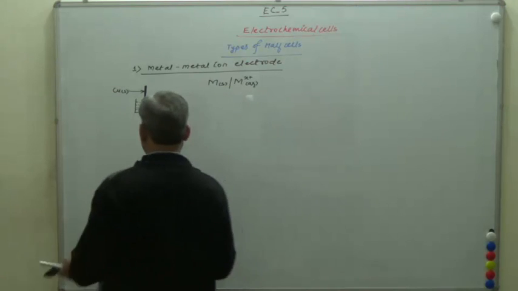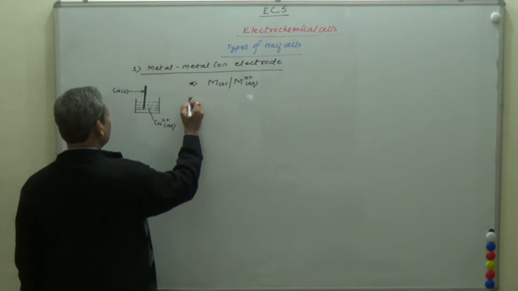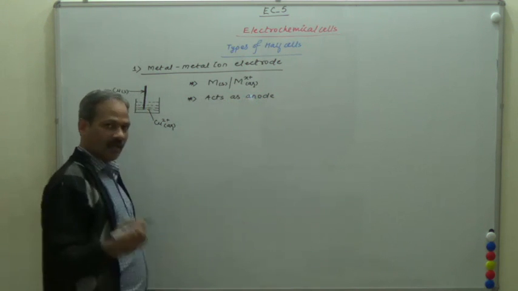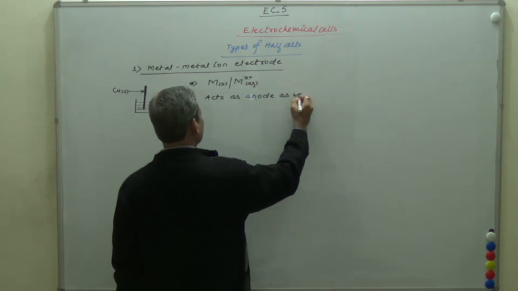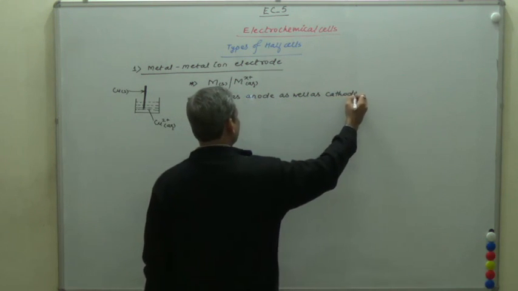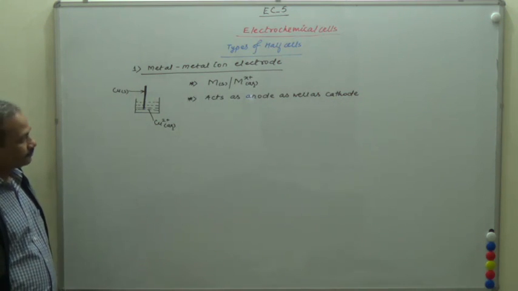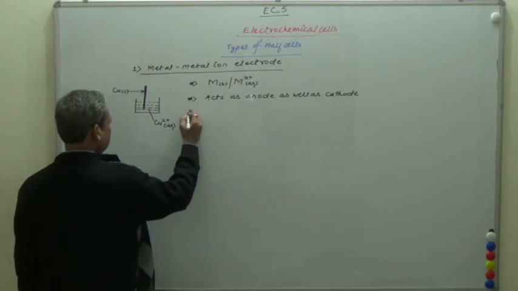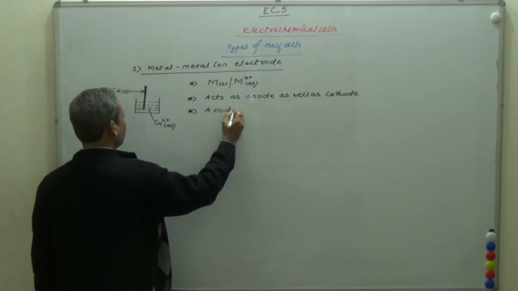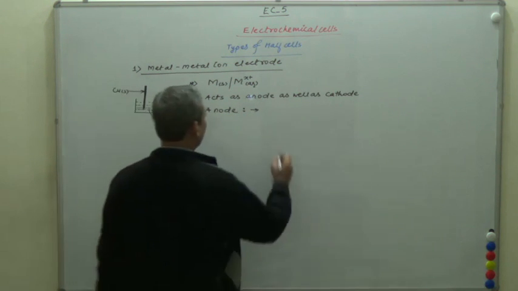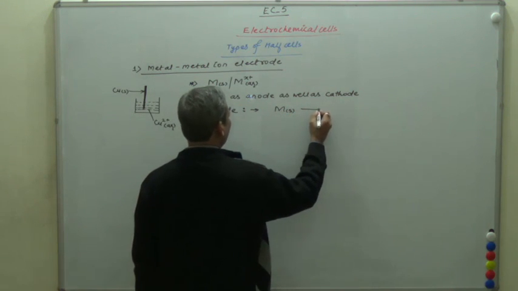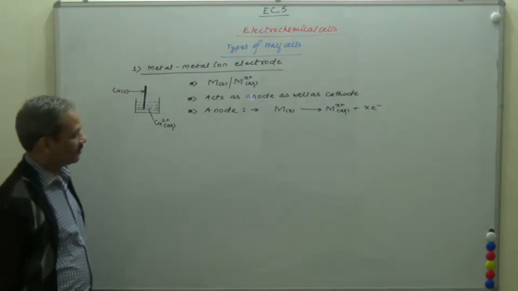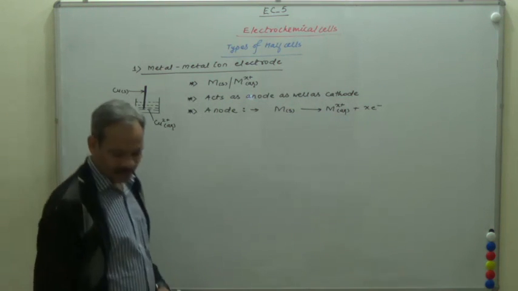Metal ion half cell can act as anode of any electrochemical cell, or cathode of any electrochemical cell. So can act as anode as well as cathode. Now, if it acts as an anode, then the corresponding electrode reaction is metal will get oxidized to corresponding metal ion with loss of electron, because at anode the process of oxidation will take place.